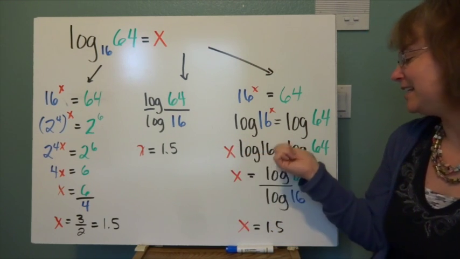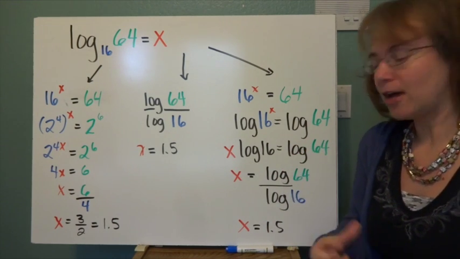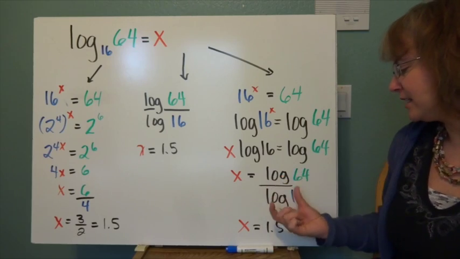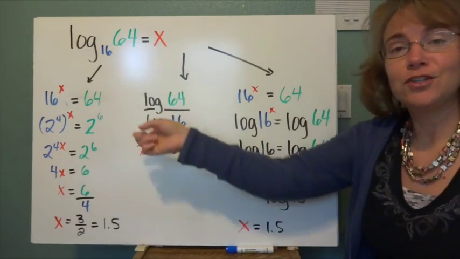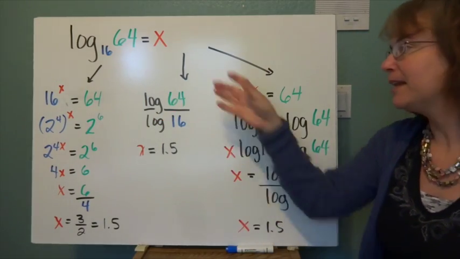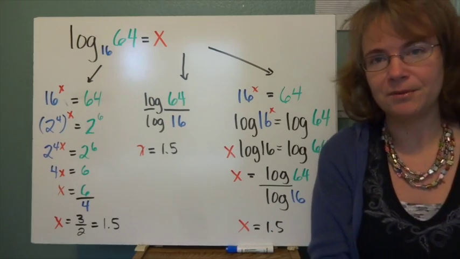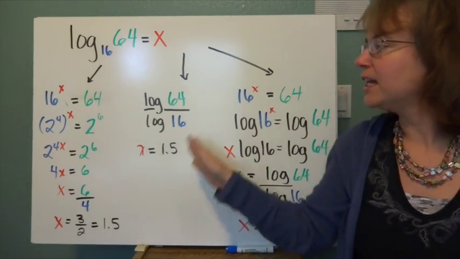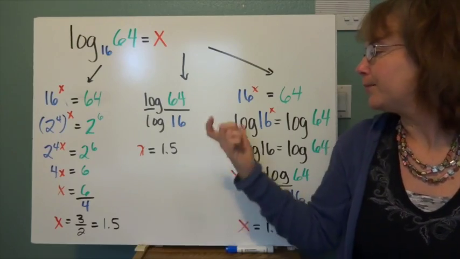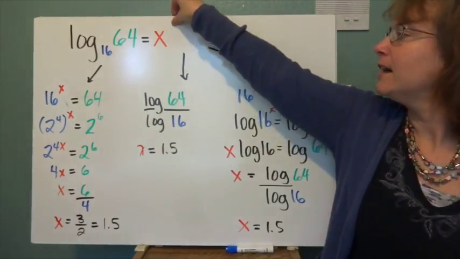X times log 16 is equal to log of 64. Divide both sides by log of 16, and I have log 64 over log 16, which is my answer, which is the same thing I got when I did the change of base formula, but I didn't have to remember. I could just use mathematics, and x is equal to 1.5. So you could use lots of different methods to solve. These two will work every time. This one only if you can find a same base.